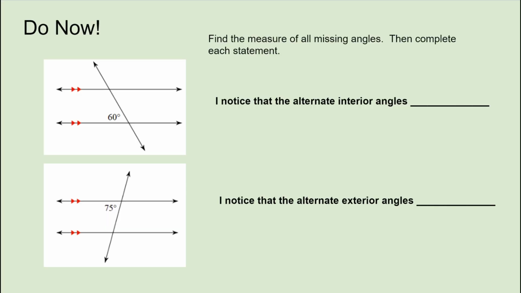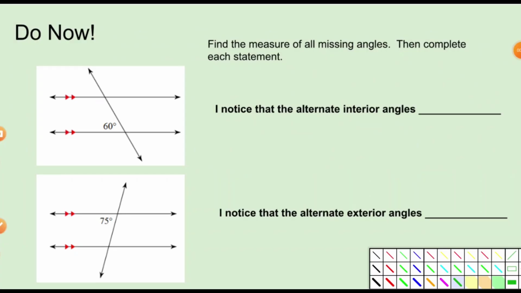Oh yeah, it's that time again. We have some math problems here and we need you to do them now. Pause the video, complete the problems, and return to the video when you're done. Do now. So it says find the measure of all missing angles, then complete each statement. So this shouldn't be too bad.